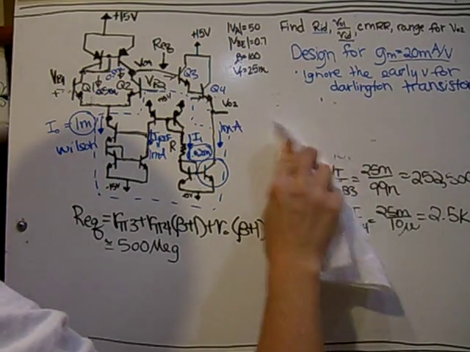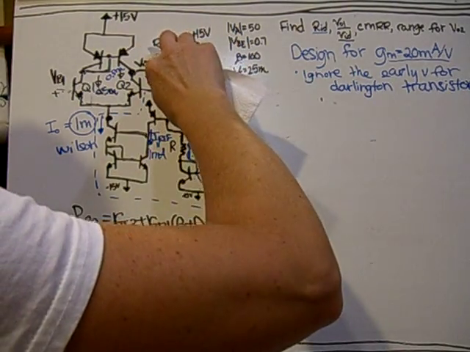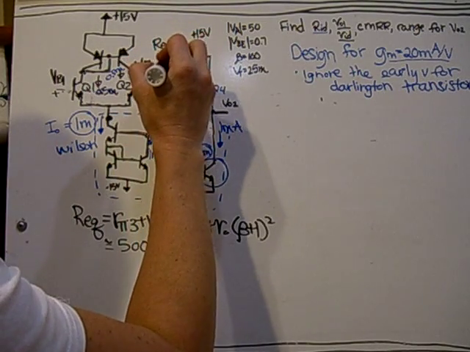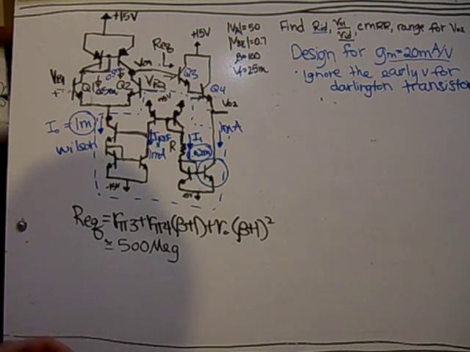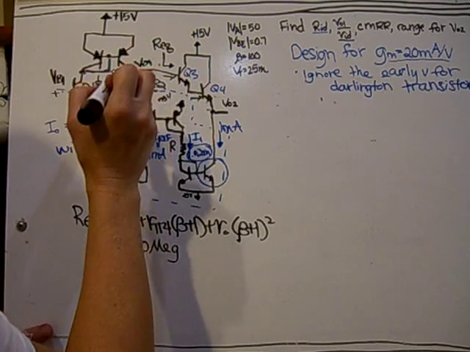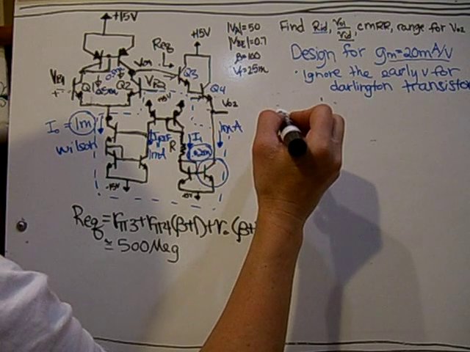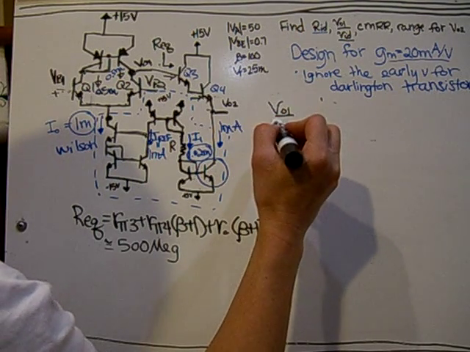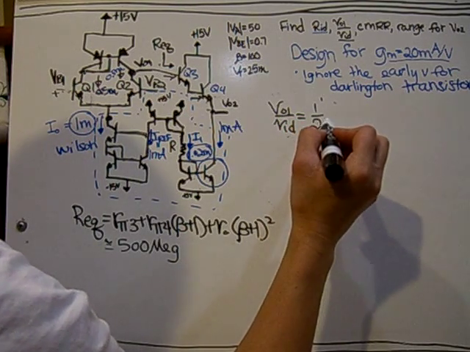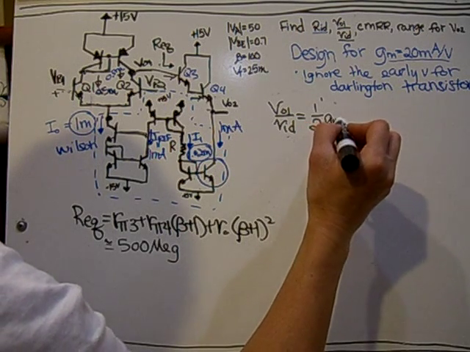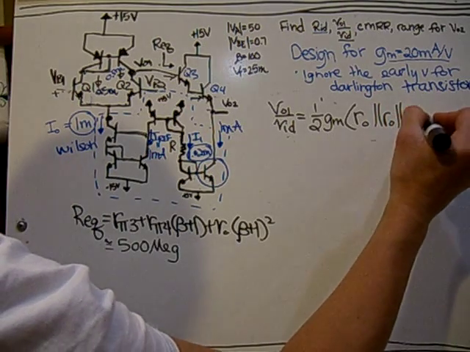So our equivalent is just looking into the Darlington portion. So to find the gain is going to be the resistance here in parallel with that resistance in parallel with this resistance. So the overall gain is 1/2 GM RO in parallel with RO in parallel with the R equivalent.